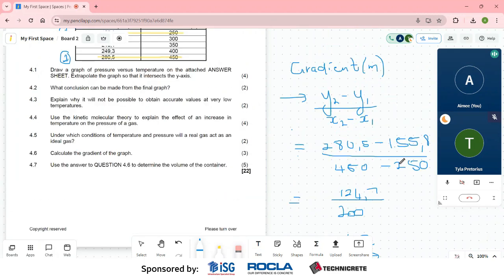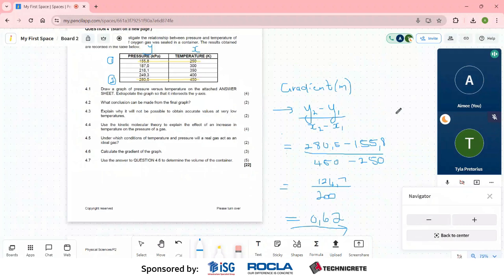So I'm going to leave this here for a while, or let me just zoom out a little bit. Maybe you can have a look, see where you understand. Okay, cool. I think we're good. Let's keep moving. So we've calculated the gradient of the graph now.